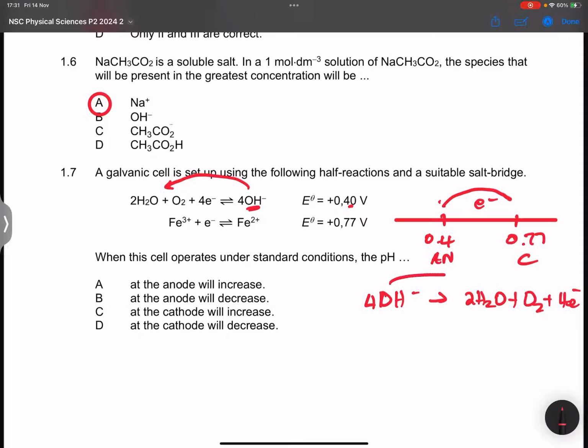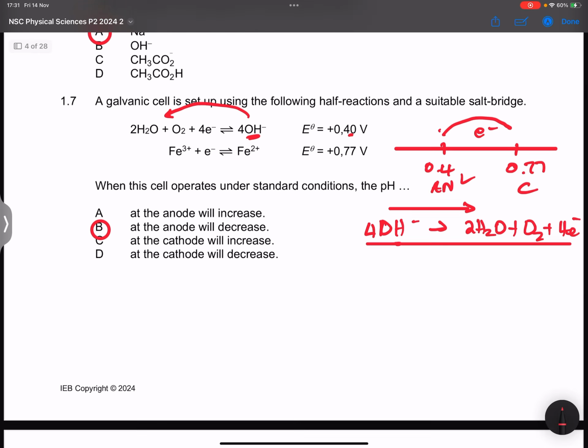So what are we doing? We are decreasing the concentration of our hydroxide ions. Remember, hydroxide ions make for a base, so we are lowering the pH because we are taking away the hydroxide ions. So they say when the cell operates under standard conditions, the pH will definitely decrease. And where does it decrease? At the anode, right? Because that is on the anode side. So the pH at the anode will decrease. So the correct answer is B.